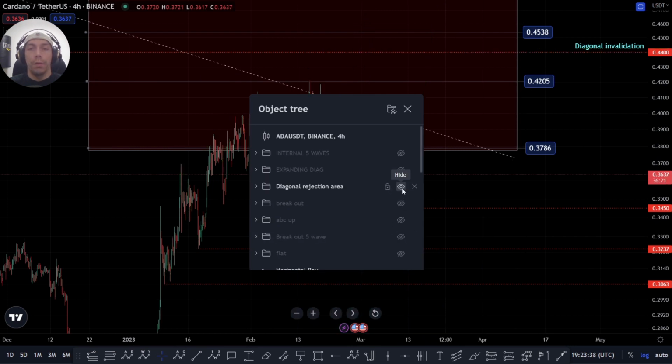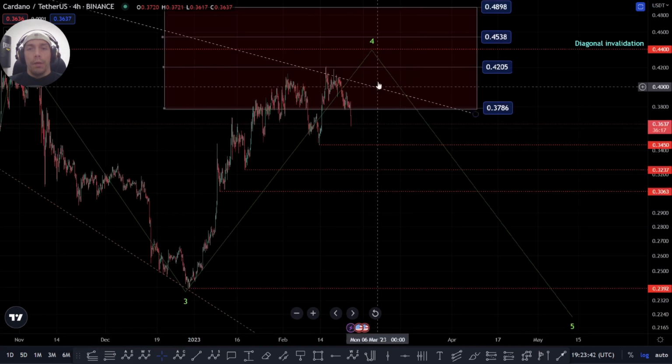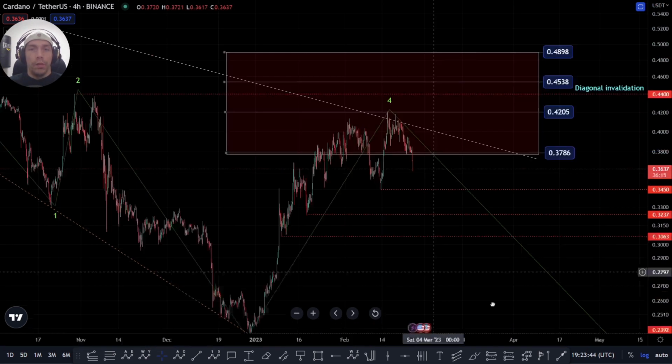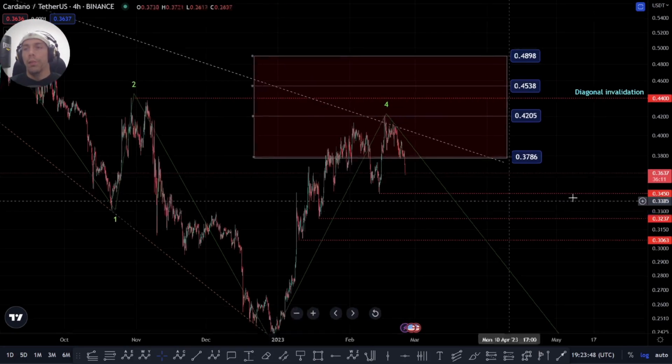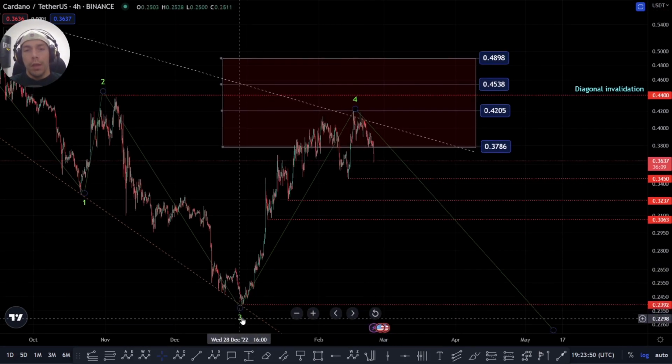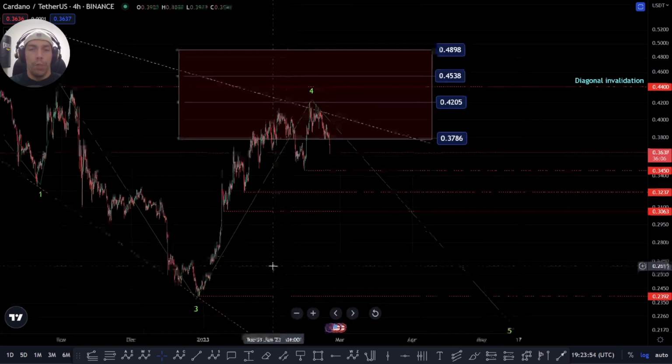If we do, however, look to just break down, we need to just be aware that this is still a possibility because we have not taken this high of this 44 cent range. We wouldn't be able to count this as a five-wave move in the way that I had previously.